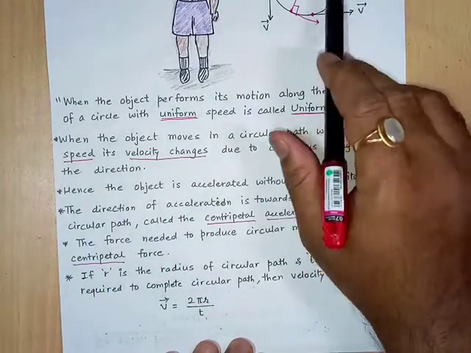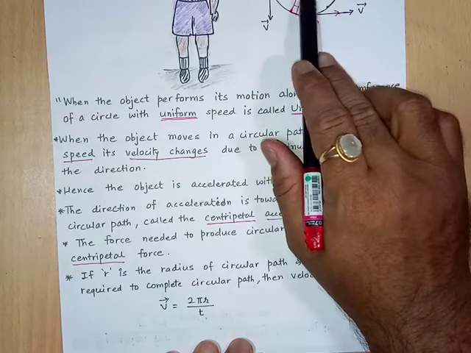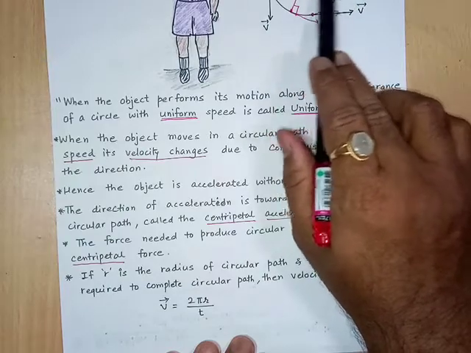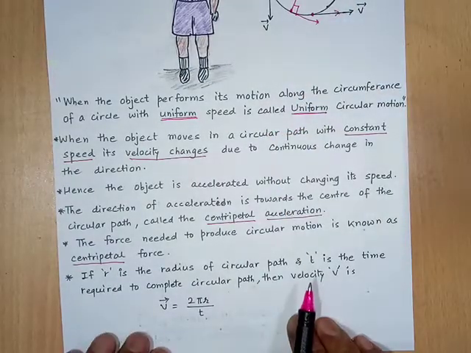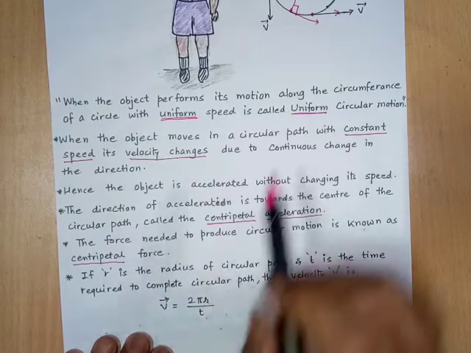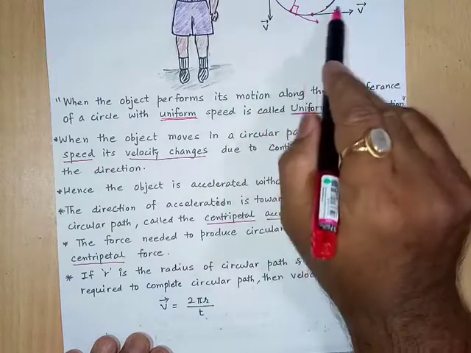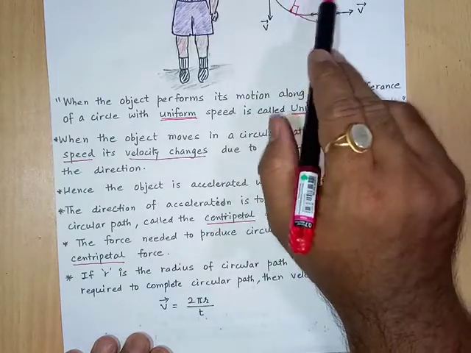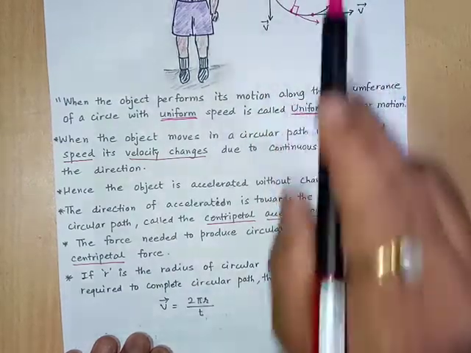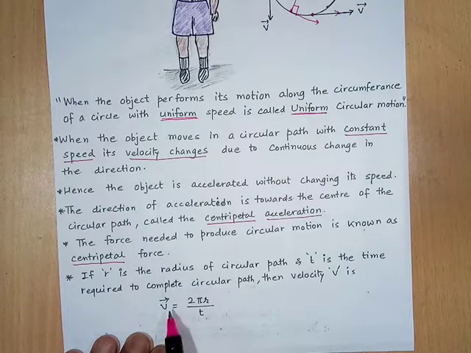Now many times in numericals, sometimes we have to determine the radius of this circular path. So how can I calculate the velocity of the object which is performing circular motion in this path? We can determine it with the help of r and the time which is required to complete one rotation. So the velocity will be given by v equals 2 pi r divided by t. It is the same equation that we have seen as velocity equals displacement divided by time.